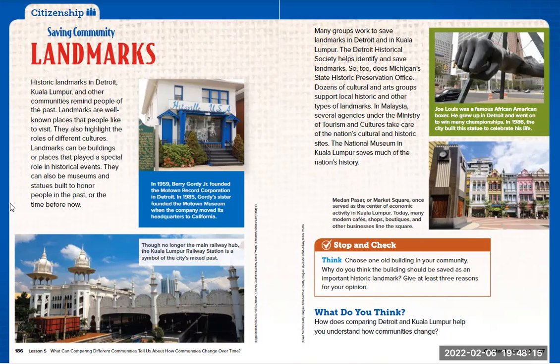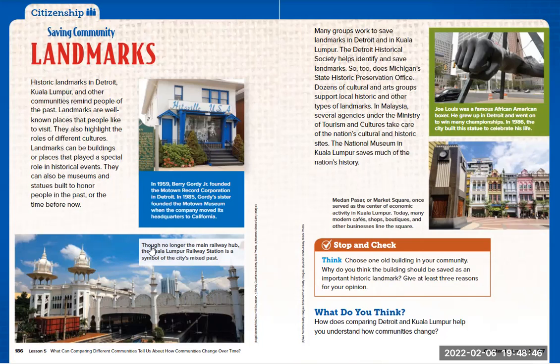So it doesn't have to be super ancient. It doesn't have to be something that was thousands of years ago. It can be even this one, 1959, which is not more than maybe 70 years ago, definitely not 100. And it says Berry Gordy Jr. founded the Motown Record Corporation in Detroit. In 1985, Gordy's sister founded the Motown Museum when the company moved its headquarters to California. So now they're located in California, but this was the original one.